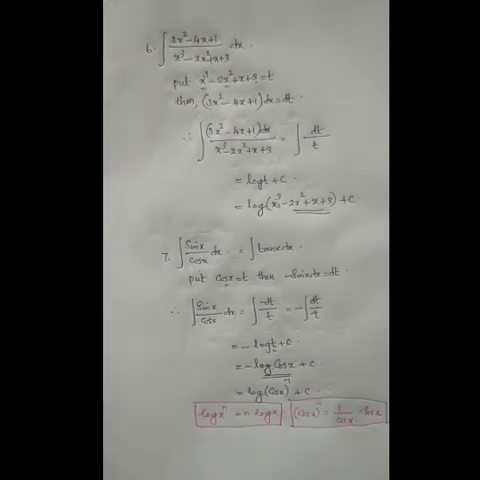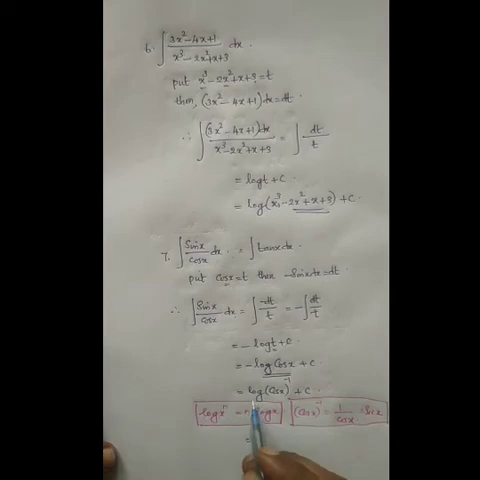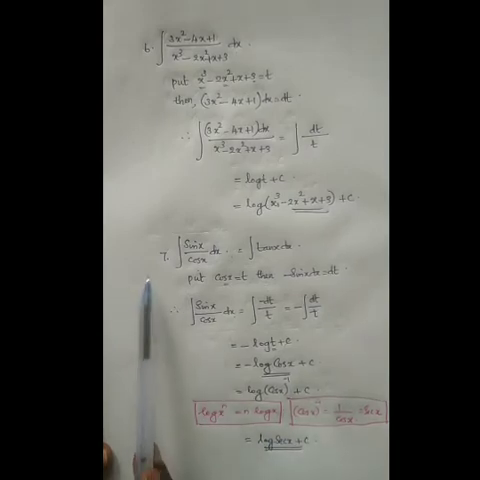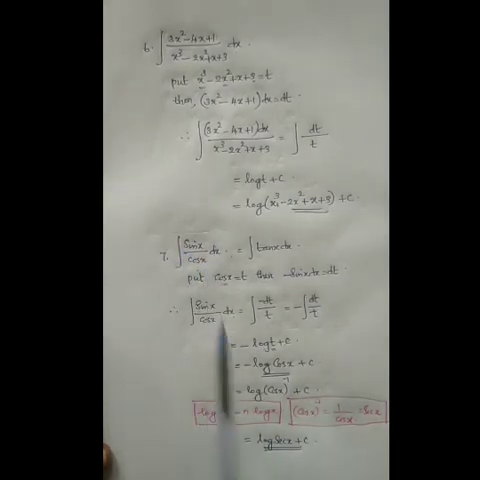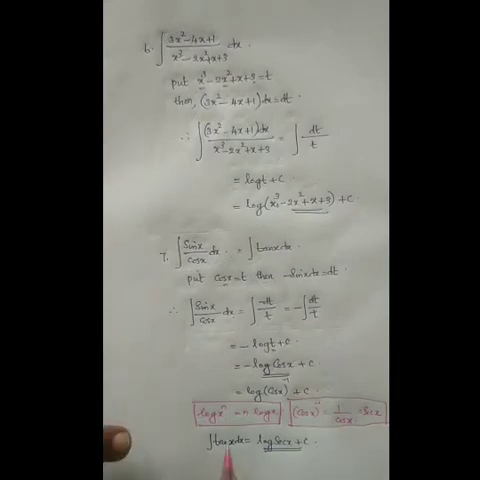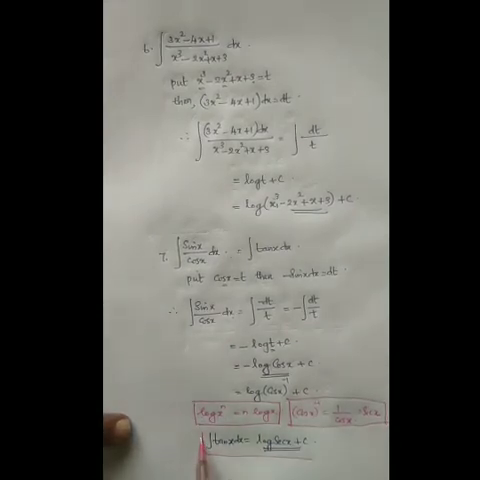Therefore, this can be written as log cos x raised to minus 1. It is log sec x plus c. Therefore, integral of sin x by cos x into dx is equal to log sec x plus c, or we can say that integral of tan x dx equal to log sec x plus c.